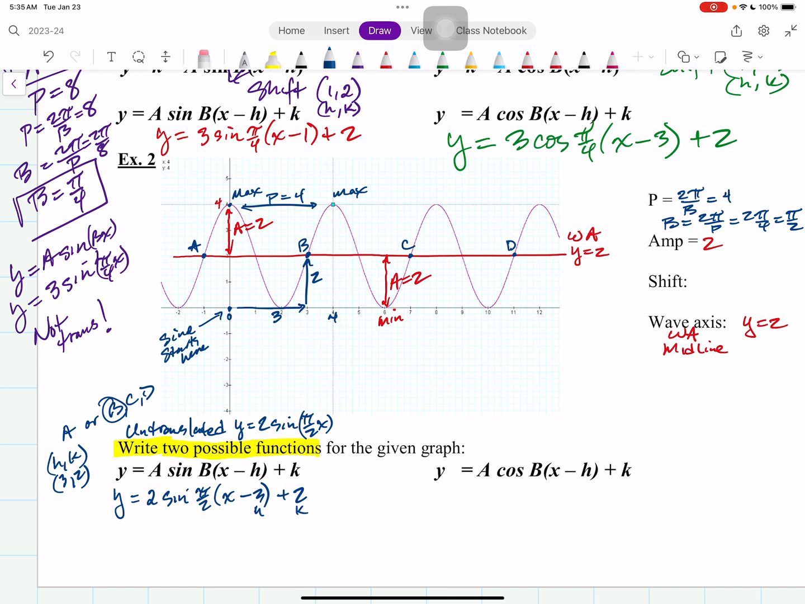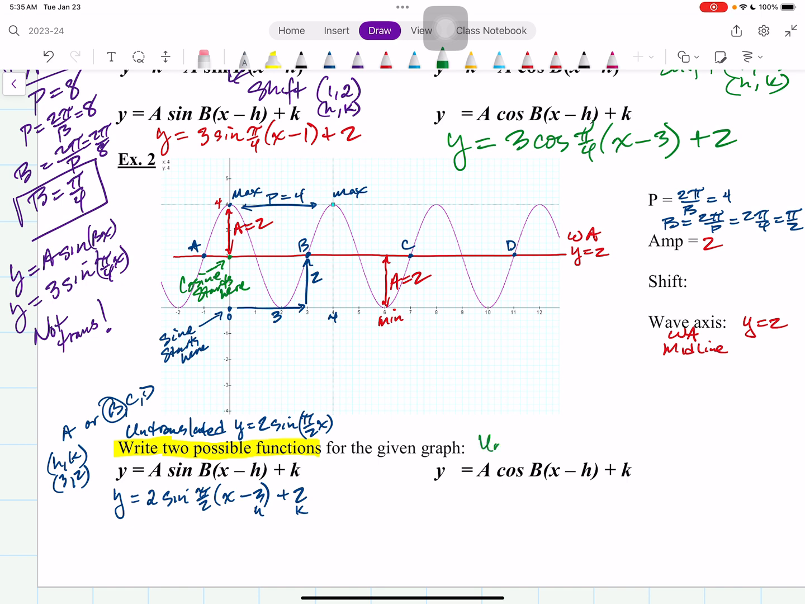Okay, and then cosine, though. Cosine is different. So let me switch colors. Now, cosine, with an amplitude of 2, cosine would start here. So 2 units up on the y-axis. So write down cosine starts here with an amplitude of 2.